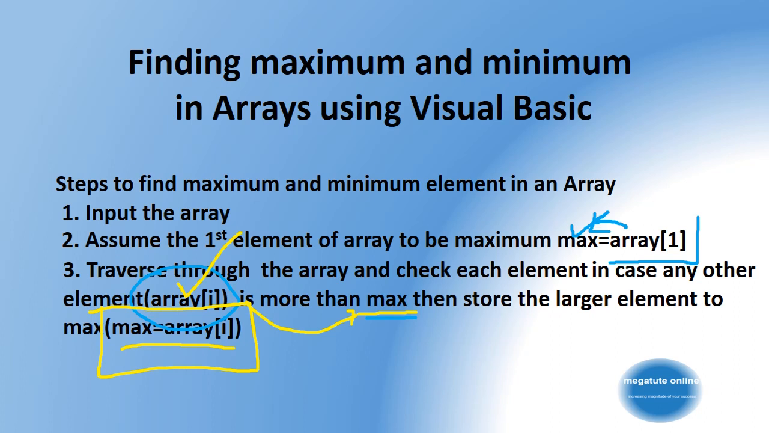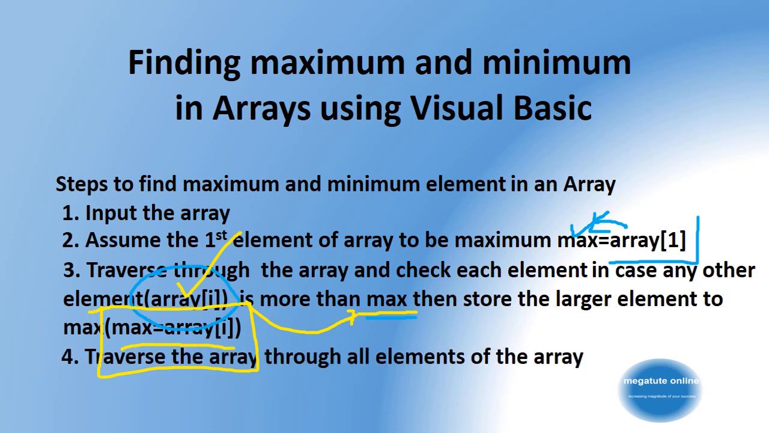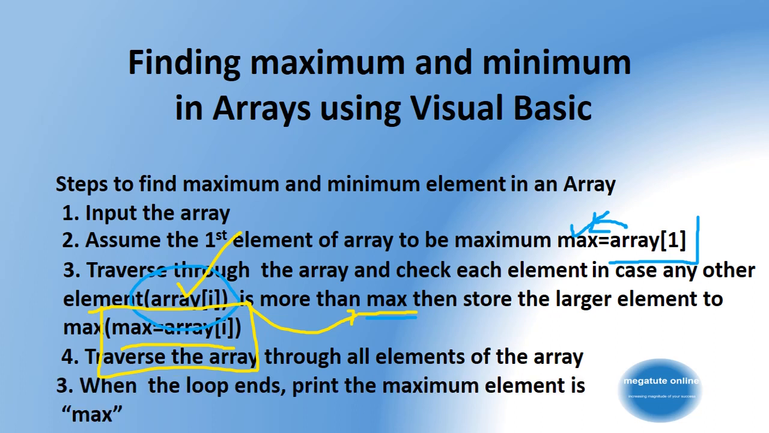And then similarly you go ahead. If the next element is not more than the max, then it's fine, you go ahead. But in case the next element is more than max, you have to store that in the variable max, and this way you continue till the end of the array. When the end of the array is reached, or when the loop ends, you just have to print the maximum element as max. All right, those are very simple steps. So now let's see that practically.